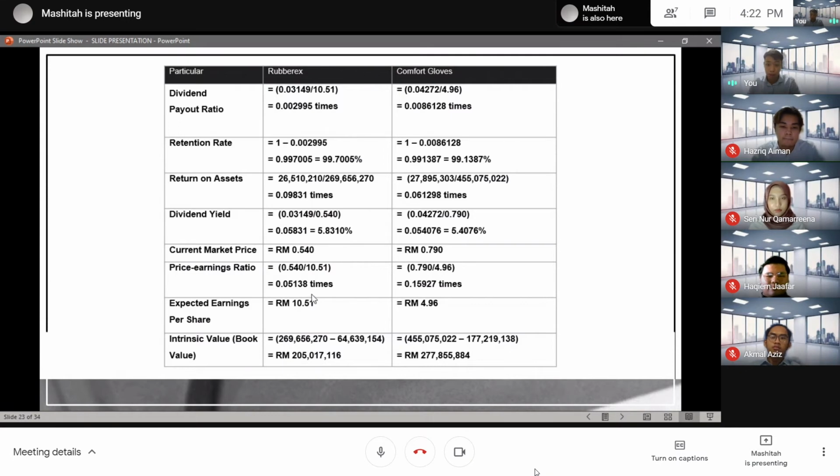Next is the expected earnings per share. For Rubberex, it is 10 ringgit and 51 cents, and for Comfort Gloves, it is 4 ringgit and 96 cents. For the expected earnings, Rubberex has a higher expected earnings per share compared with Comfort Gloves.